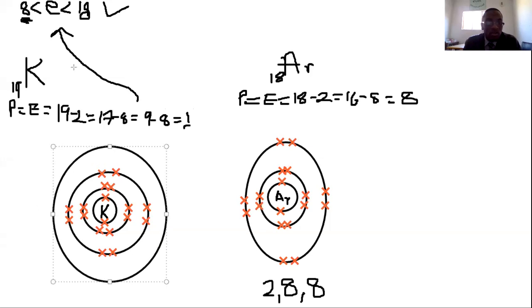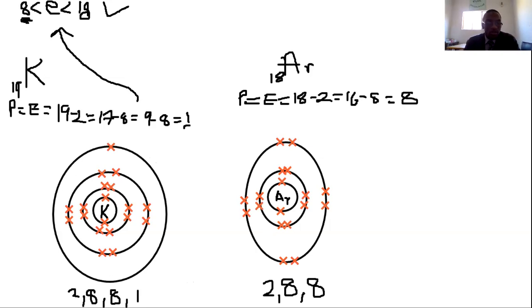Goes in the fourth shell. And therefore, the electronic configuration for potassium will be 2, 8, 8, 1. So basically that is how you come up with the electronic structure for potassium.